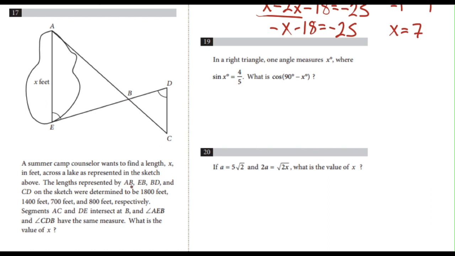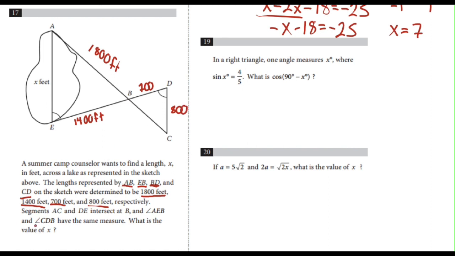So first they tell us that AB is 1,800 feet. So we'll fill that in. 1,800 feet. They tell us EB is 1,400 feet. So E to B is 1,400 feet. BD is 700 feet. So B to D is 700. And finally, CD is 800. So CD is 800.